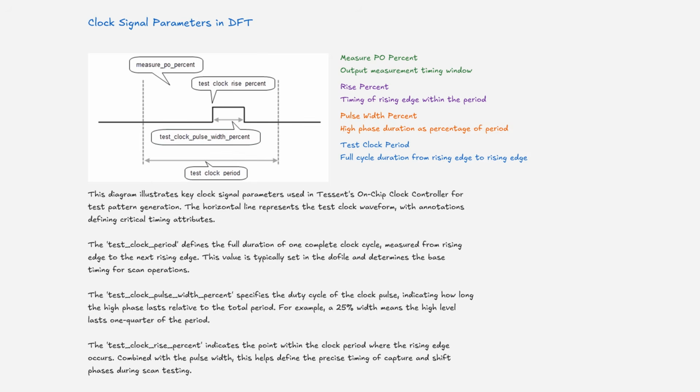The test clock pulse width % specifies the duty cycle of the clock pulse, indicating how long the high phase lasts relative to the total period. For example, a 25% width means the high level lasts 1/4 of the period. The test clock rise % indicates the point within the clock period where the rising edge occurs. Combined with the pulse width, this helps define the precise timing of capture and shift phases during scan testing.